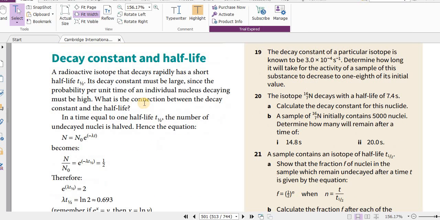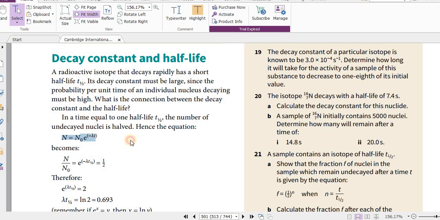Okay, so this is the last part of this chapter, decay constant and half-life. A radioactive isotope that decays rapidly has a short half-life. Its decay constant must be large, since the probability per unit time of an actual nucleus decaying must be high. What is the connection between the decay constant and the half-life? In a time equal to one half-life, the number of undecayed nuclei is halved. Hence the equation. This was what we learned.